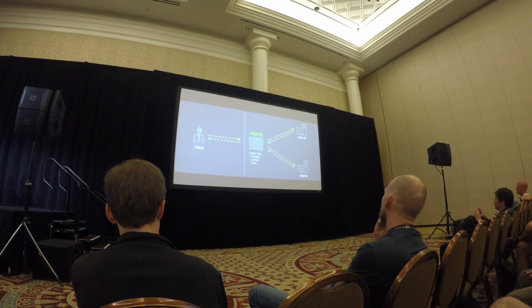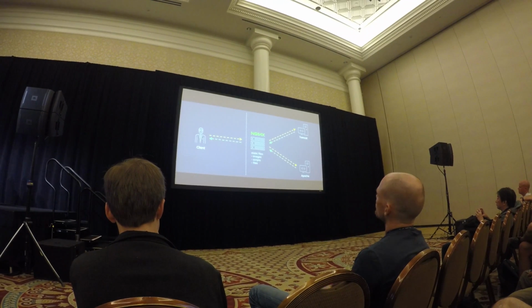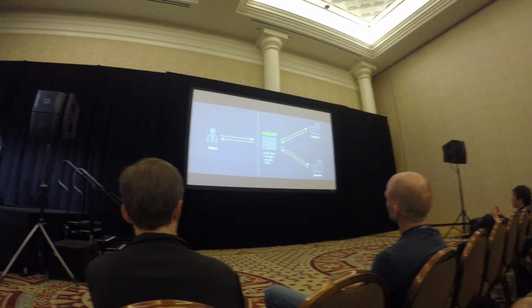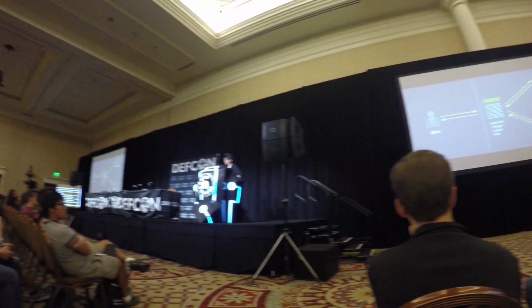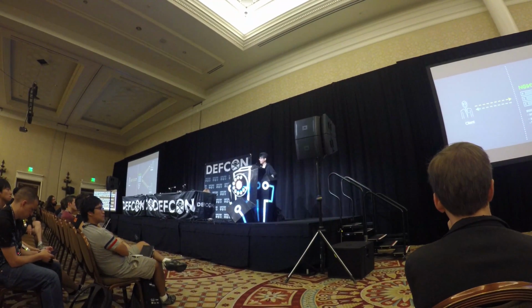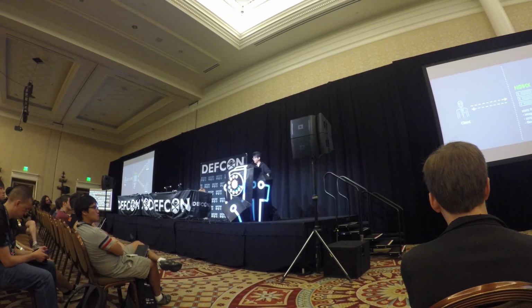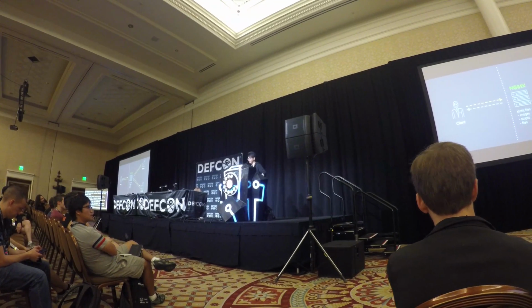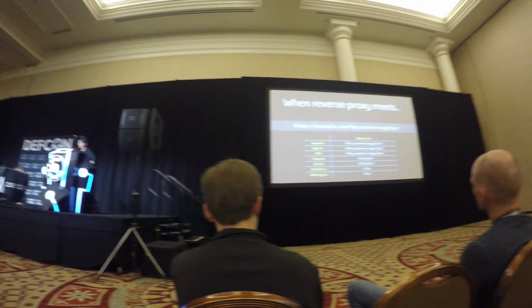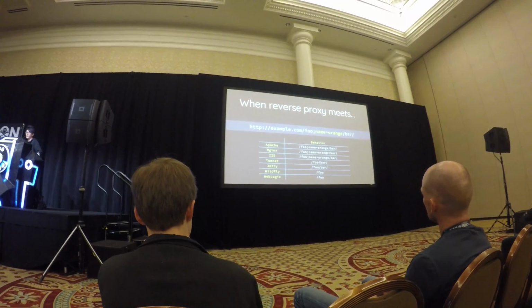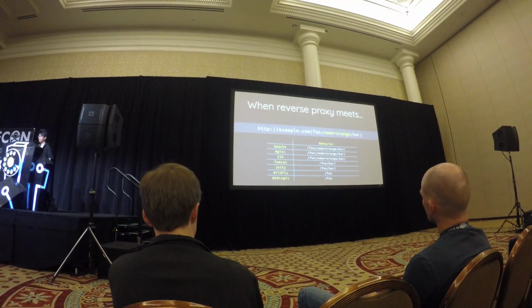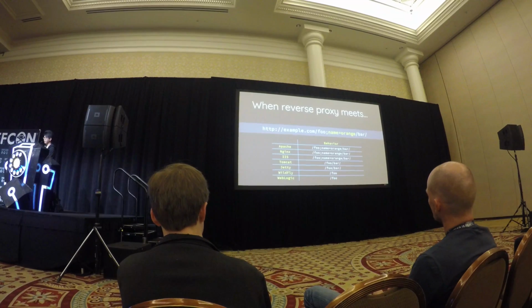Nginx will serve it directly if the incoming request matches the static pattern, such as files and scripts. But if it is a request for business logic, Nginx will pass it to backend servers. Okay, so back to our topic. What will happen when the feature meets the reverse proxy?